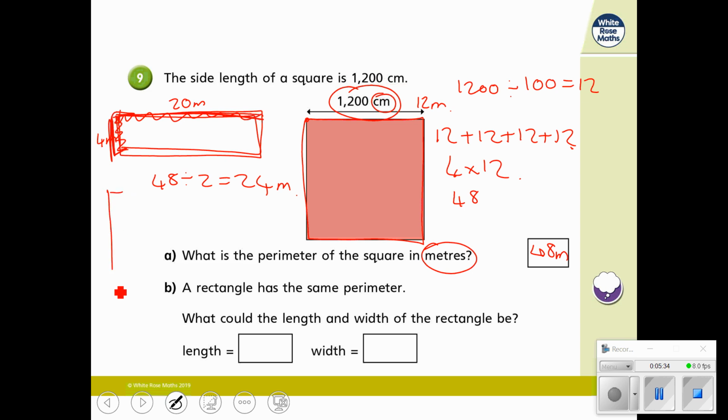Let's try another one. Let's try a skinny one. If this one here was 23 meters, this would be 23 meters, which means this and this makes a total of 2 meters. So my overall perimeter would be 48 meters.